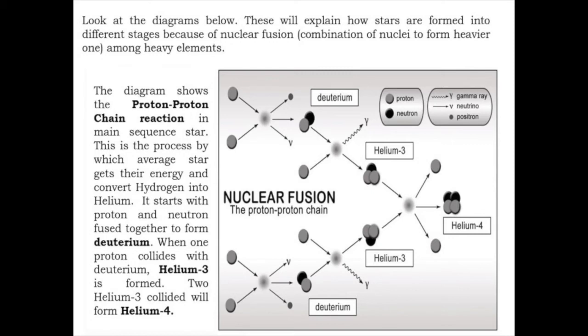So the diagram shows the proton-proton chain reaction in a main sequence star. This is the process by which an average star gets its energy and converts hydrogen into helium. It starts with a proton and neutron fused together to form deuterium. When one proton collides with deuterium, helium-3 is formed. Two helium-3 collided will form helium-4.